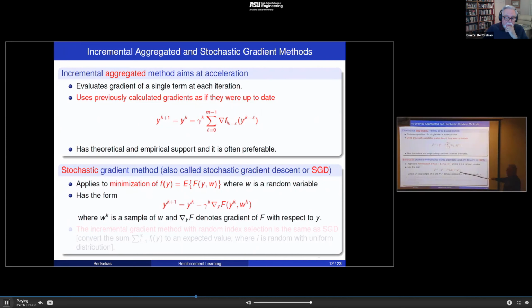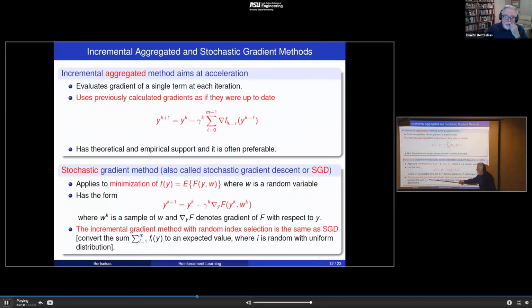So this is very similar to the incremental gradient method. In fact, if you consider the incremental gradient method with a random index selection, this is what we want to minimize, we can convert this to an expected value by viewing the index as a random variable that has a uniform distribution. Then this sum can be written as an expected value, and then the stochastic gradient method is exactly the same as the incremental gradient method. These two are very similar. They have similar analysis, similar behavior.